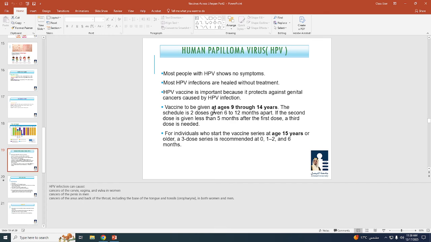HPV, this is important. Here you need to know the vaccine is to be given at age 9 to 14, and this is usually scheduled as 2 doses given 6 to 12 months apart. For HPV, please know when the doses need to be given.